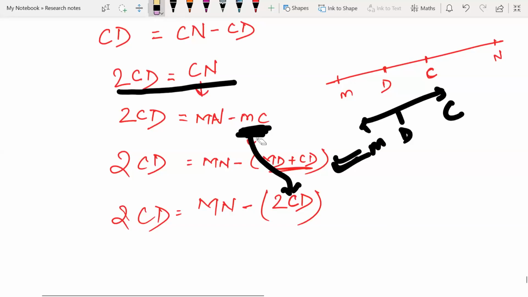How? By using equation number 2, I think. Okay, by using equation 2, now can you see we are getting this 2CD will go to the other side.